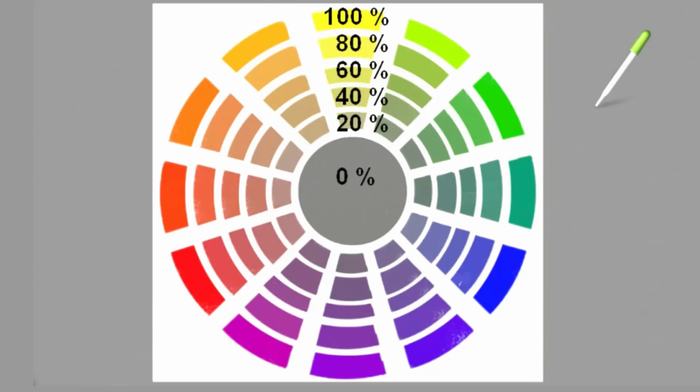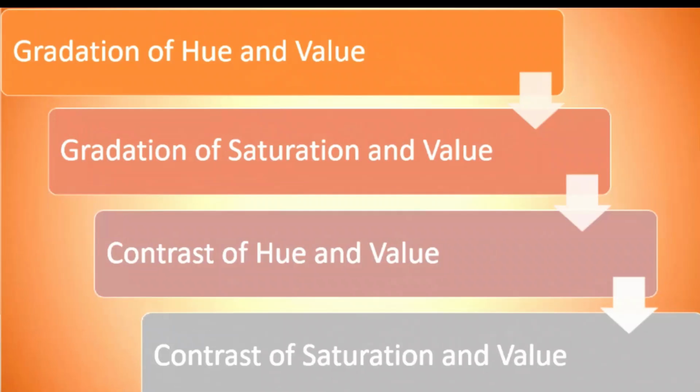Color is a chord. Any single color is a chord of three notes: the degree of saturation, the degree of hue, the degree of value. And that's what we're playing with when we're creating luminosity.